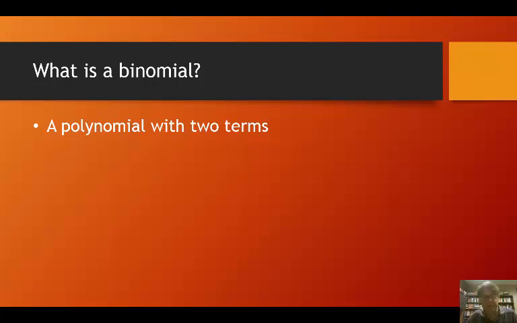Let me just show you one. x plus y. There you have it. That's a binomial. There are two terms, an x and a y. So it has more than one term, it's a polynomial, and there are two of them. It's a binomial, like a bicycle, two wheels, right? So a binomial has two terms.